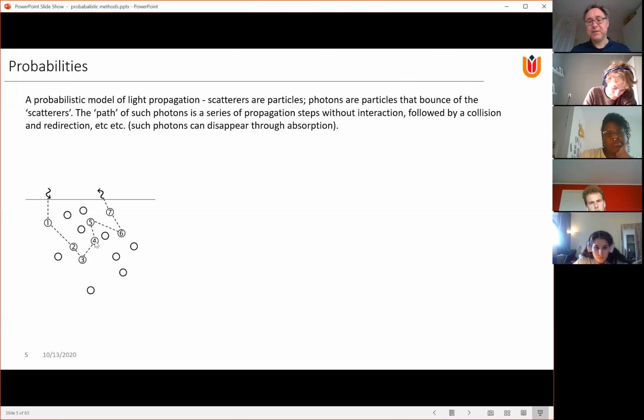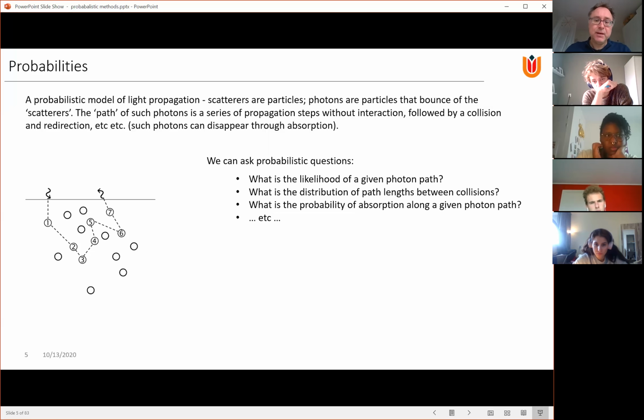So this photon path is now a series of propagation steps where nothing happens, so just movement, followed by a collision with a scatterer where it is redirected, and then etc., etc., until the photon escapes from the medium, or it is absorbed, or something else happens. That is the basic picture.